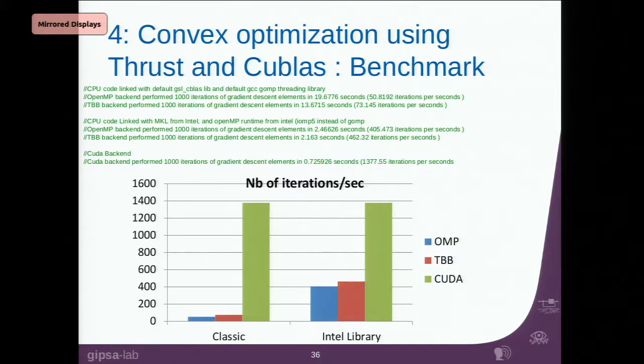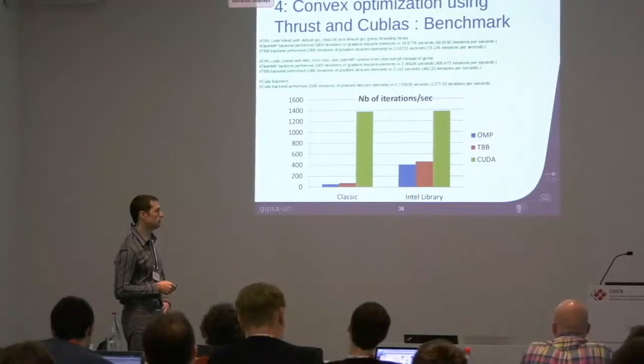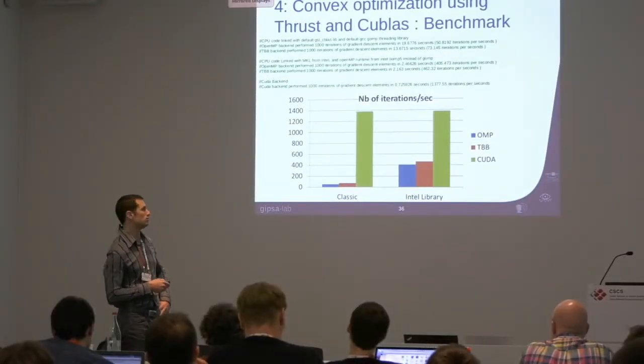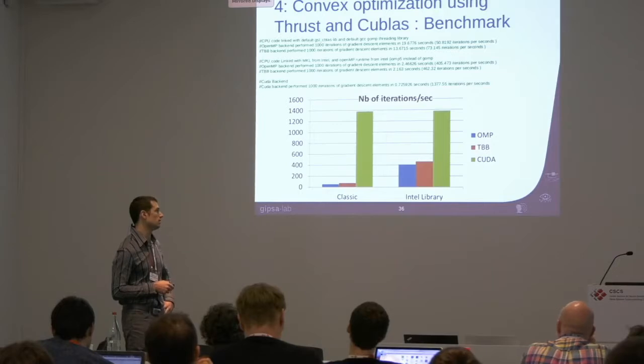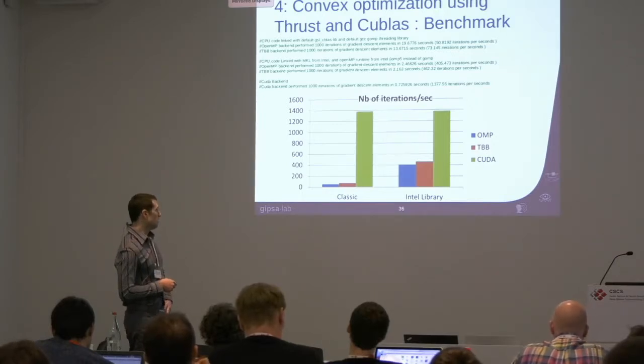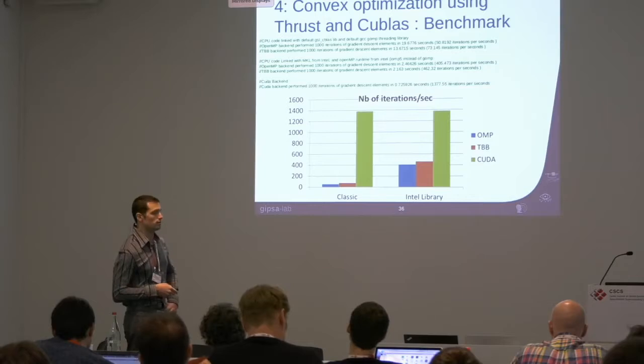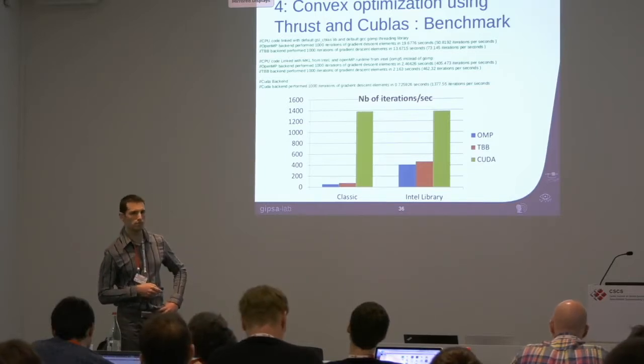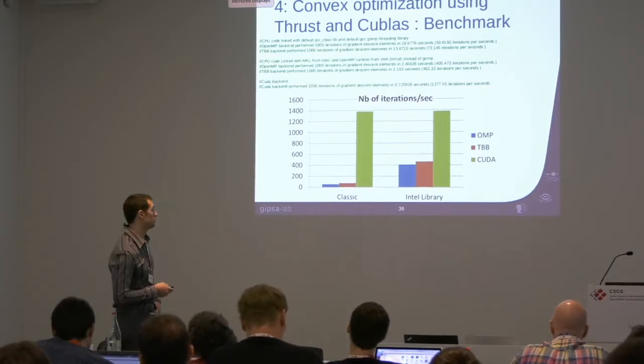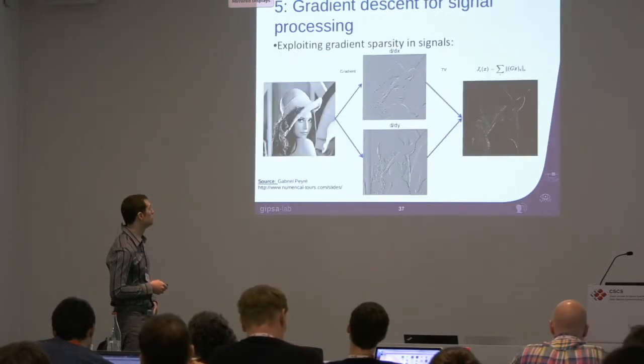OpenMP with the default implementation of the BLAS interface on my computer, which I think is libopenBLAS, and I would say the Intel software stack with Thread Building Blocks and the MKL library. And here it was really easy to compare the speedups and see if it was interesting to use, to buy, for instance, a GPU.